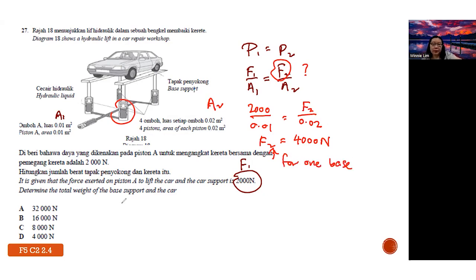What do we want? The total weight of the base support. So how many bases are there? 1, 2, 3, 4. So your end result, the total weight of the support, will be 4 times 4000. Then you will get the answer B, 16,000 Newton. So basically this question is quite direct. It's just that you all need to be careful, because most of the time they may only give you 1 piston instead of, like this case, 4 pistons. So you all need to read the questions carefully, or else you may make mistakes.